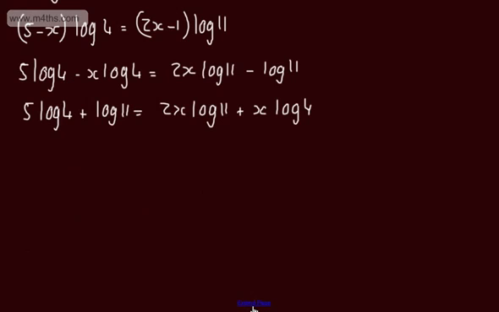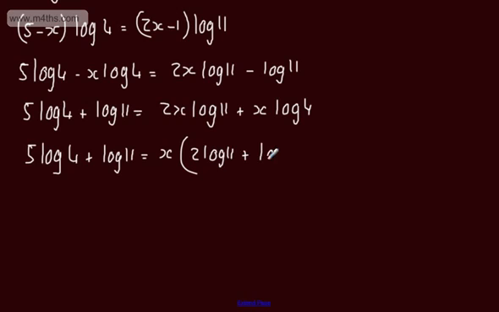If you wanted, you could write this now. If you didn't want the 2x in there, you could have this as log of 11 squared, bringing the 2 up. It's entirely up to you. So what we have then is 5 log 4 plus log 11 will be equal to, and just factoring out the x, we've got x times 2 log 11 plus log 4.